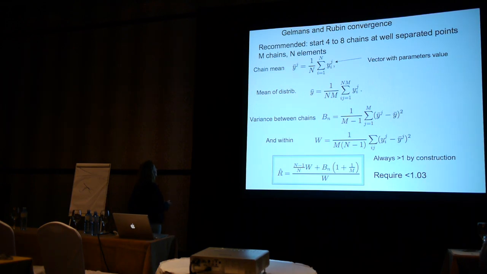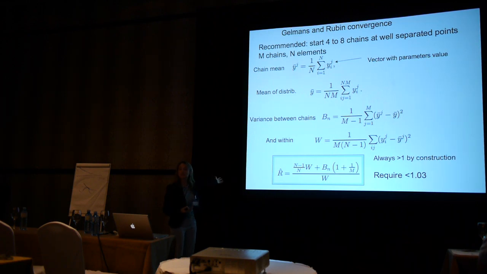So what is recommended in this case, which is called Gelman and Rubin convergence, is you start with 4 to 8 chains at well-separated points in parameter space. And then what this is telling you is basically you do a comparison of the variance within a chain and the variance between different chains. When these two quantities are virtually indistinguishable, then you know that you fully explored the likelihood surface. So this is what this criterion tells you. And this is relatively easy to implement.